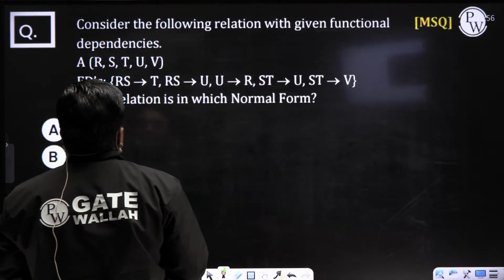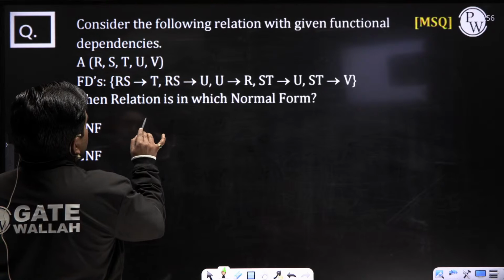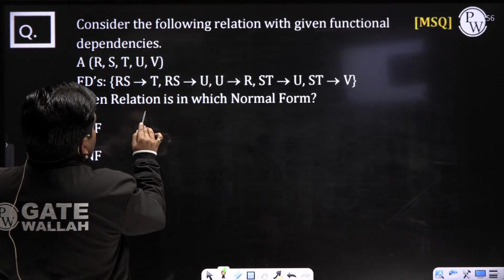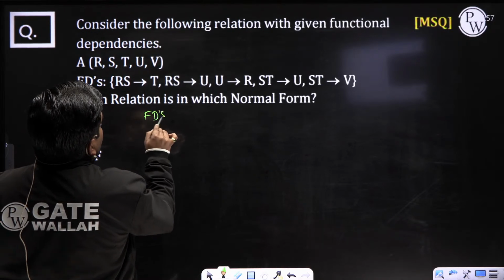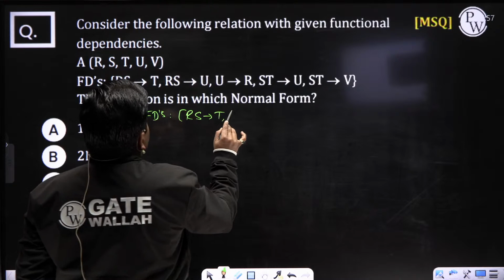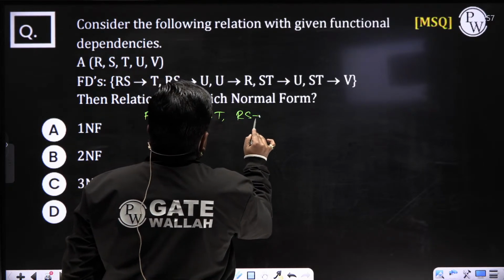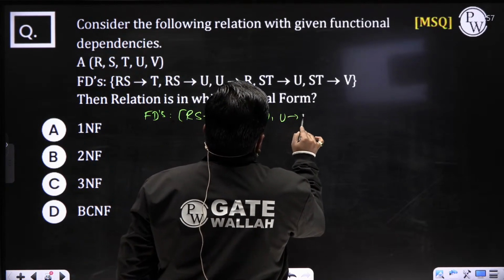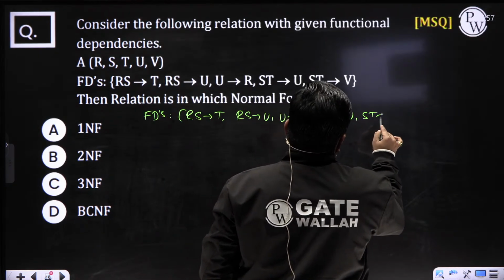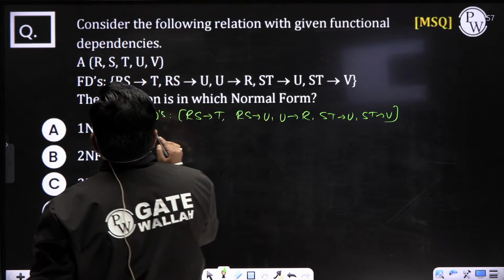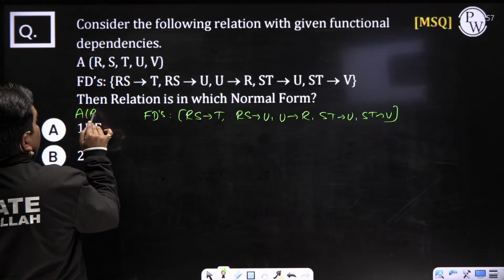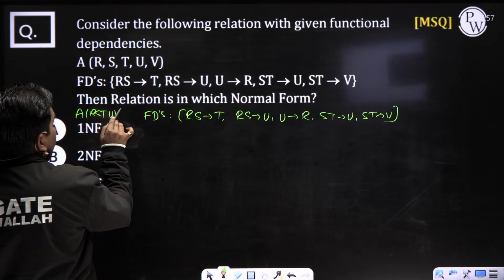Now listen what I am telling. What are the keys? FDs are given here. RS to T, RS to U, U to R, ST to U, ST to V. And what is the relation? R, S, T, U, V. Okay.